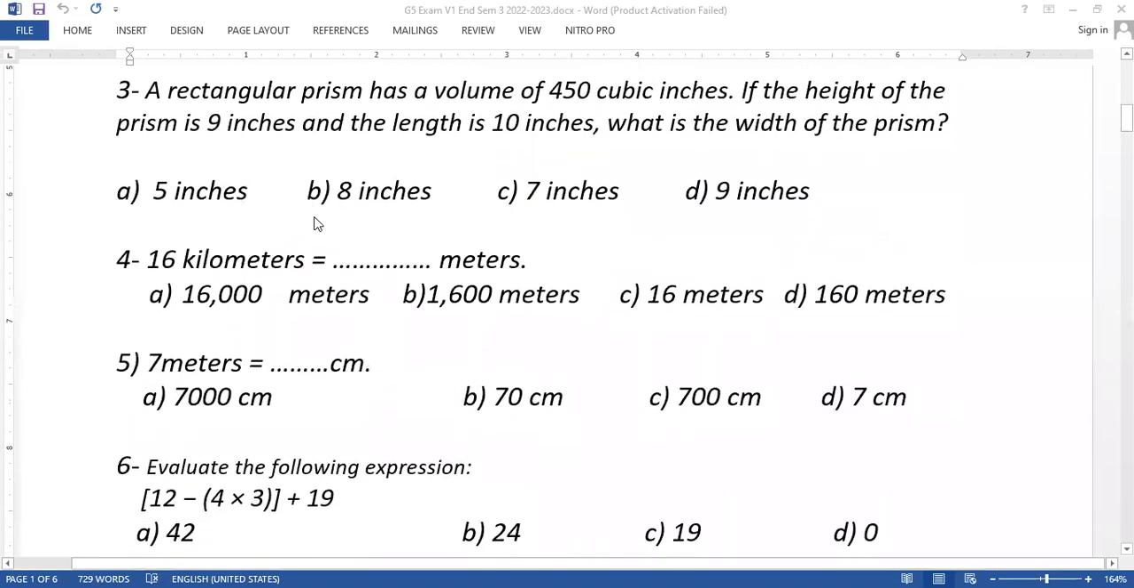Number 5. 7 meters, how many centimeters? Now we know that 1 meter equals 100 centimeters. You need to know the conversion factor between meter and centimeter. Now 1 meter equals 100 centimeters. So 7 meters equal 700 centimeters. So the answer is C.